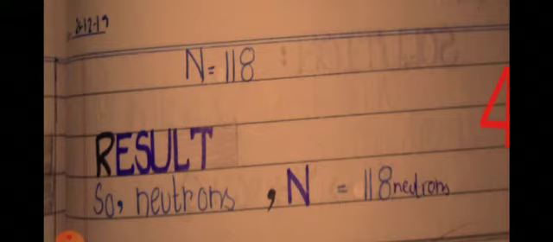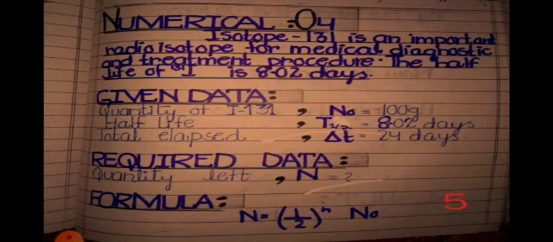Now numerical number 2 and 3 are excluded, so we will continue from numerical number 4. And the statement is, iodine 131 is an important radioisotope for medical diagnostic and treatment procedures. The half-life of iodine 131 is 8.02 days.